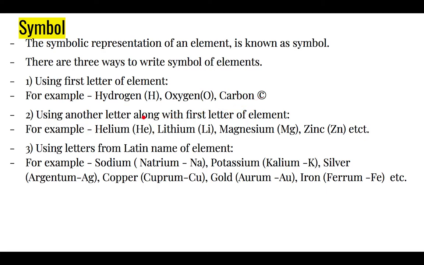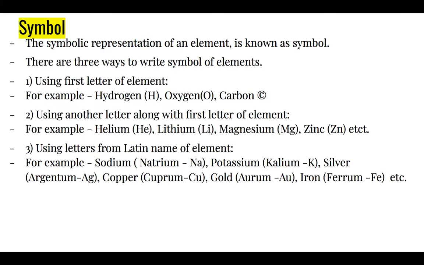Another way of writing a symbol is taking one more letter along with the first letter of the element. Example, helium: we have taken capital H and one other letter, E. Lithium, capital L plus I. Magnesium, capital M and G. And in zinc, capital Z and N. So here we have taken two letters, the first letter from each element, and along with that, any one other letter to make the symbol of these elements.